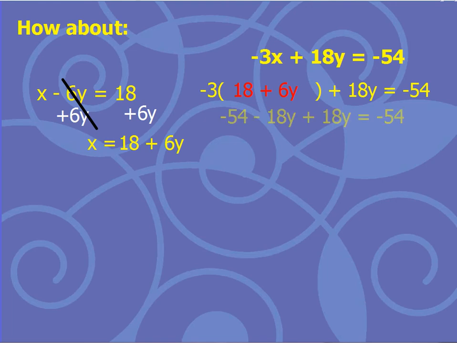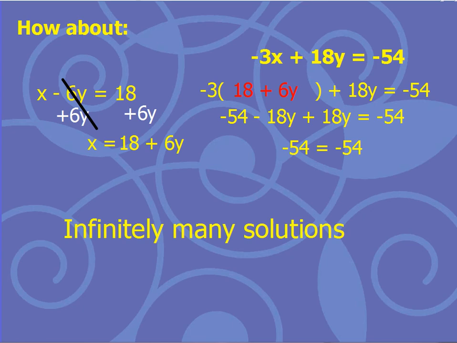Now I can distribute, combine like terms, and look what happens. Our variables are completely gone. We have nothing left to solve for, but look at what's left over. Negative 54 equals negative 54 is a true equality statement. This is an instance where we have infinitely many solutions. If you rearranged both of these equations, you would get exactly the same equation in return.